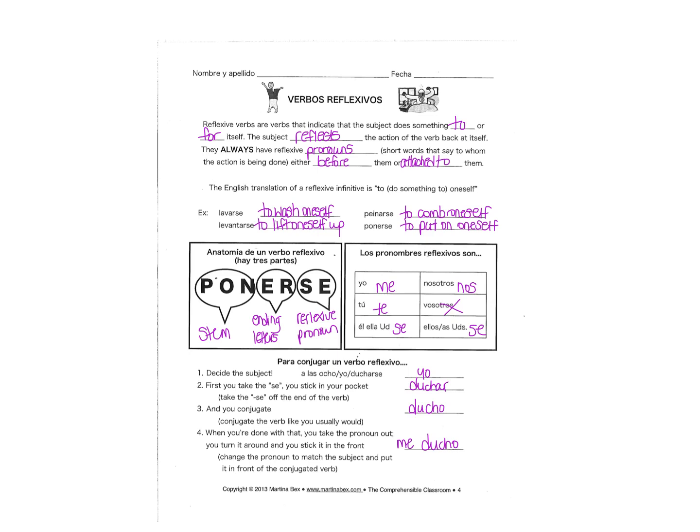All right, and reflexive verbs do work like we've been doing with verbs all year long, but there's just a slight little difference. So I'm going to re-go through these, and then we'll be done for today. So reflexive verbs are verbs that indicate that the subject does something to or for itself, meaning that the subject reflects the action of the verb back at itself.